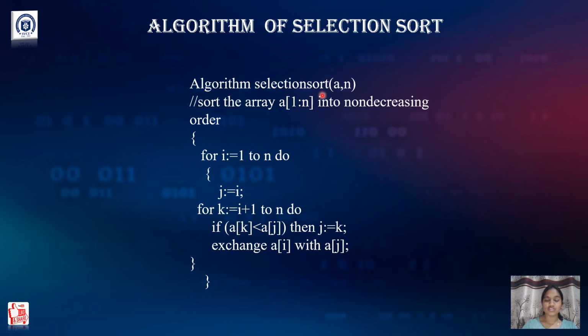The algorithm of selection sort uses an array a and n number of items. So the output is in non-decreasing order, that is, a of 1 to n. The for loop i starts from 1 to n, then j will be equal to i. For k equals i plus 1 to n, if a of k is less than a of j, then j will be equal to k. Exchange a of i with a of j.